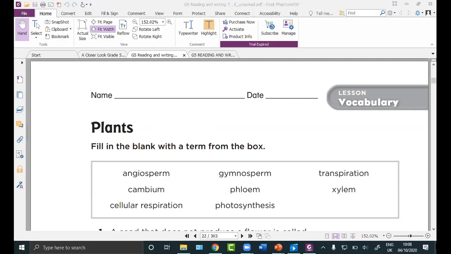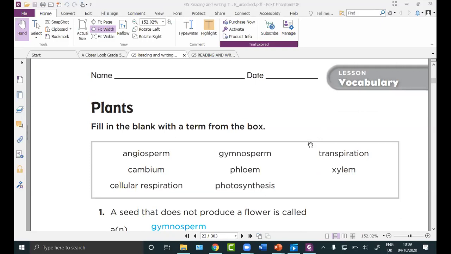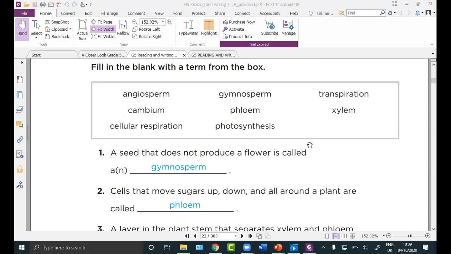Okay. Number 3. A layer in the plant stems that separates xylem and phloem is called cambium. Cambium. Yes, you did well. Thank you. Number 4. Lower your hand. When you finish, lower your hand.